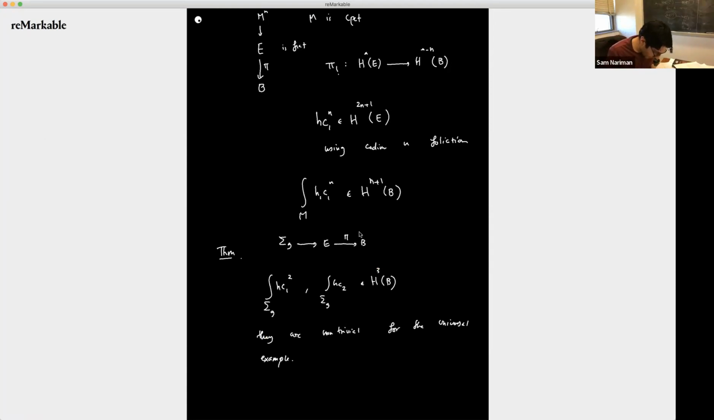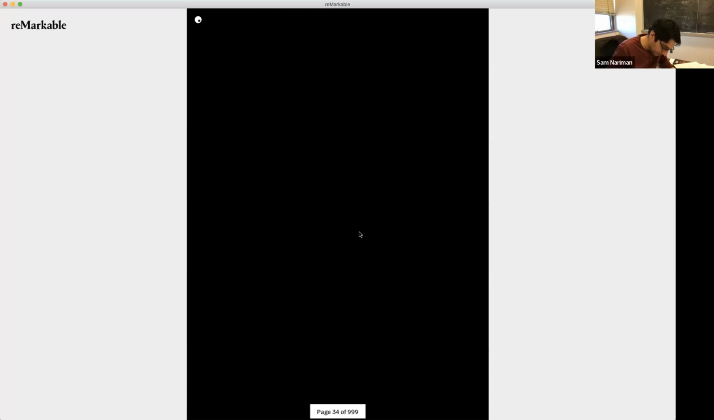I want to use the idea that I used for this to reprove a theorem of Losik, or sketch a different proof of a theorem of Losik for you, to sketch how you can use a local to global phenomenon to prove non-triviality of characteristic classes. Okay, so what is the theorem of Losik that I'm talking about?